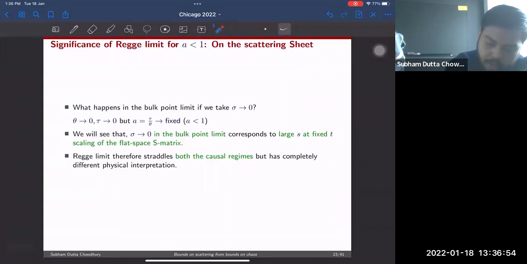So what happens when we also take the sigma goes to 0 limit of the bulk point correlator? We will see that it translates to the Regge limit of flat space scattering amplitudes. It's important that the Regge limit straddles both causal regimes. You can take the Regge limit on both the causally Regge sheet as well as the causally scattering sheet.